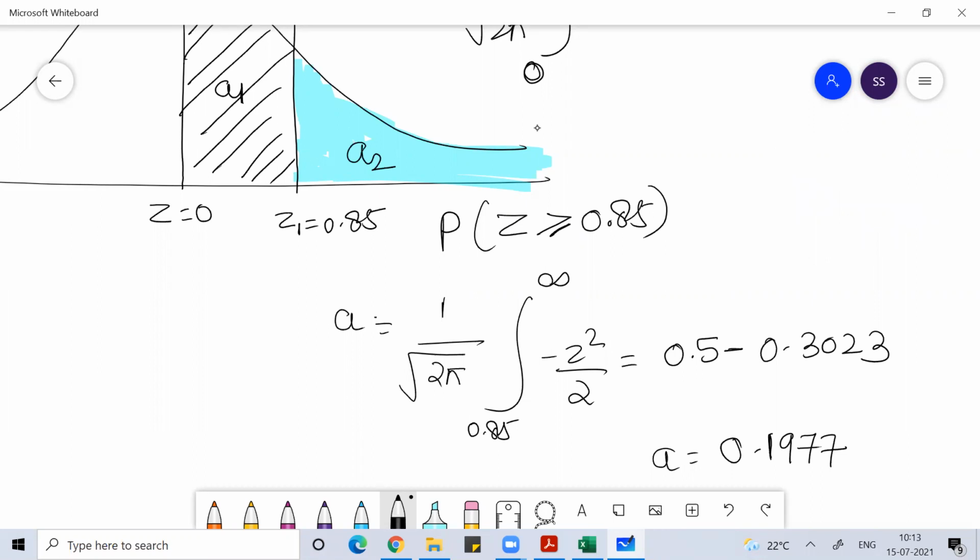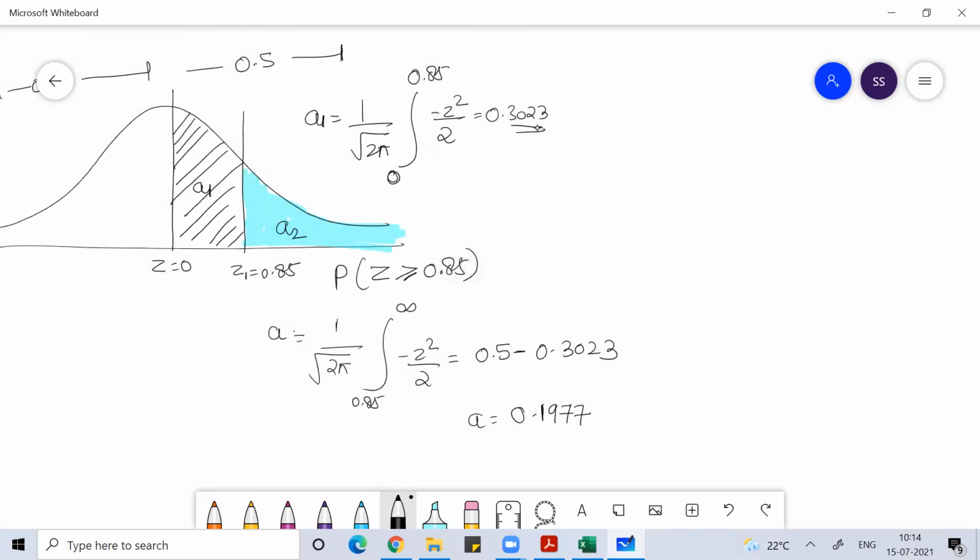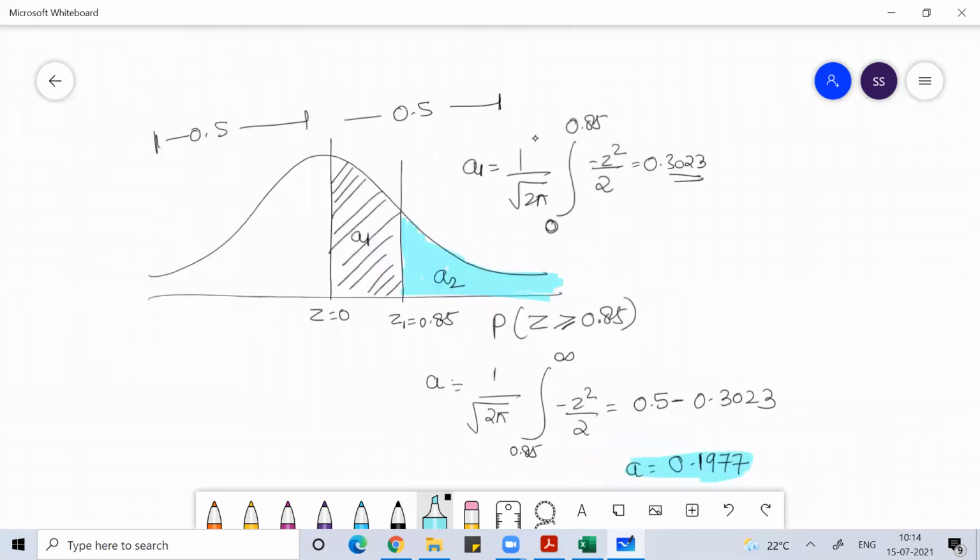Anyone, any doubt? Your final answer, the area corresponding to that, would be 0.1977. Clear? Anyone, any doubt, any question?